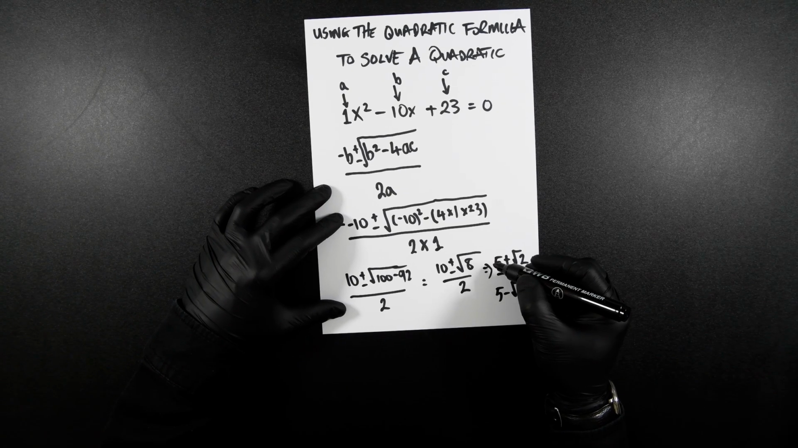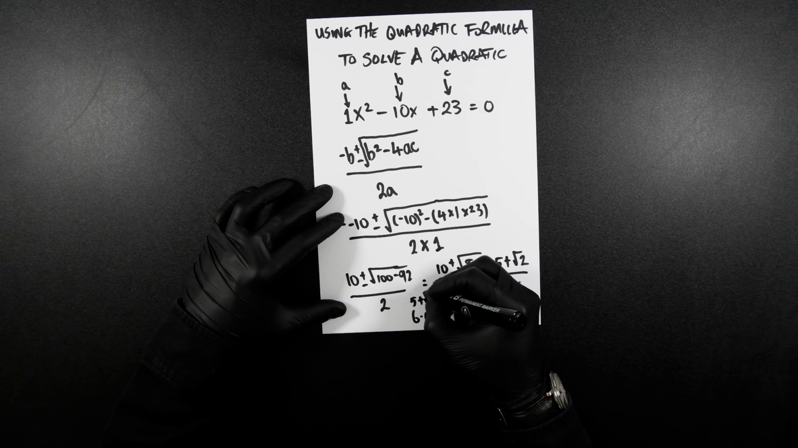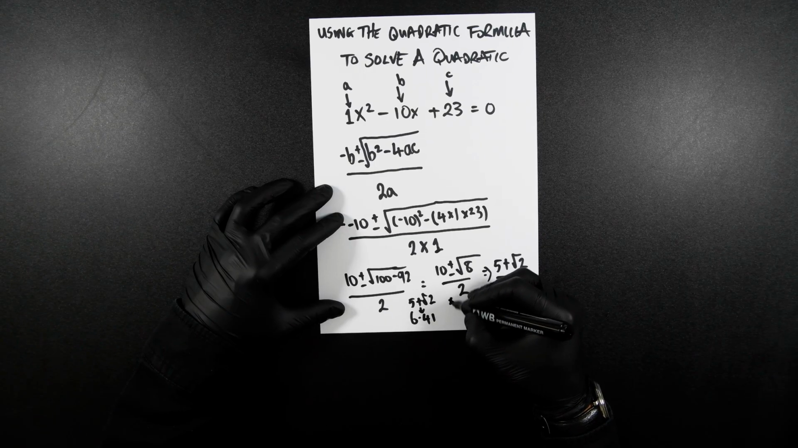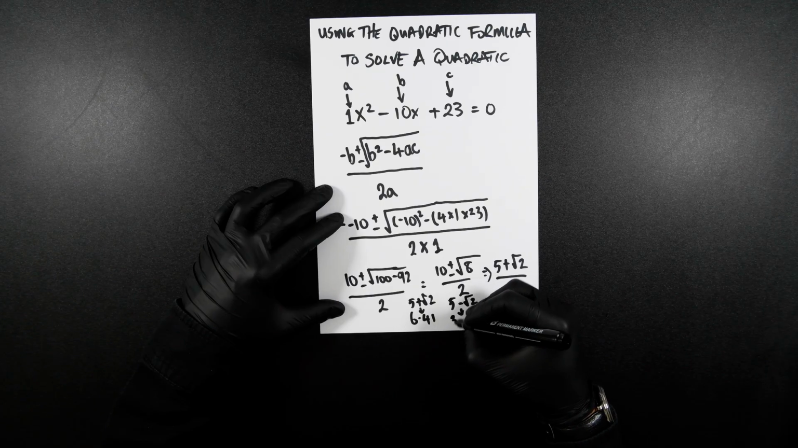So this 5 plus root 2 is 6.41. I'll just write it up here. 5 plus root 2 goes to 6.41, and then 5 minus root 2 goes to 3.59.